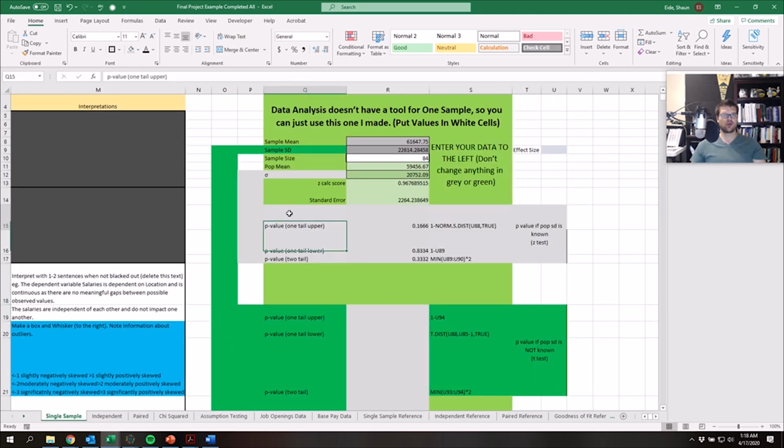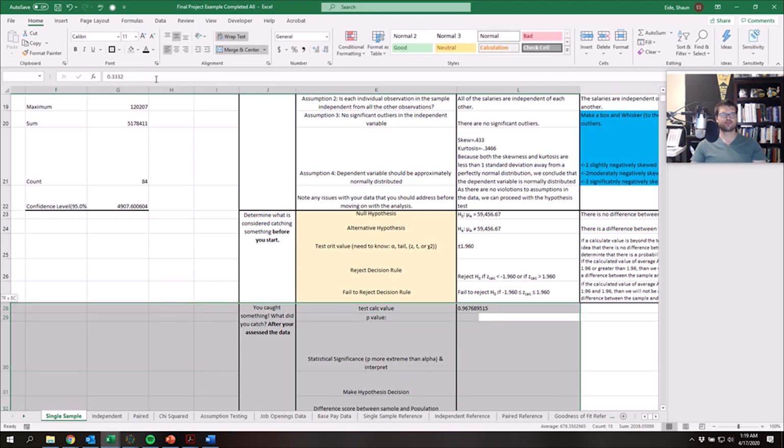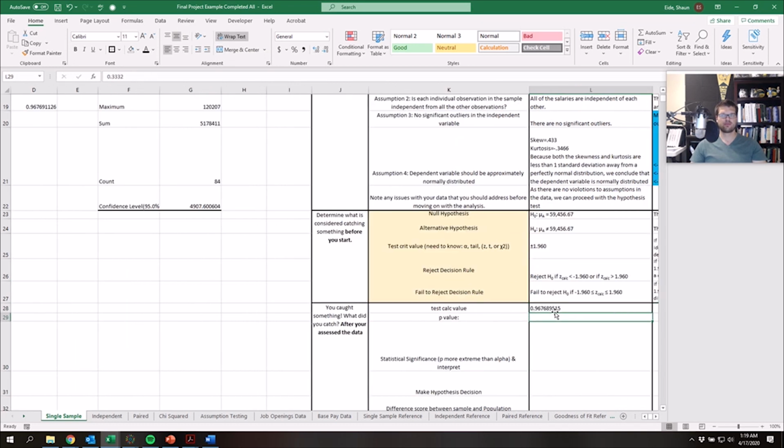Coming back over here, what are the p-values? What is the probability of this occurring, assuming that there is no difference, assuming that the null hypothesis is true? Well, is this a one-tailed test that's upper, a one-tailed test that's lower, or a two-tailed test? This is a two-tailed test. So you'll notice this is the p-value of a two-tailed test, which is 0.3332. Coming right down here, we're going to put that p-value right there.